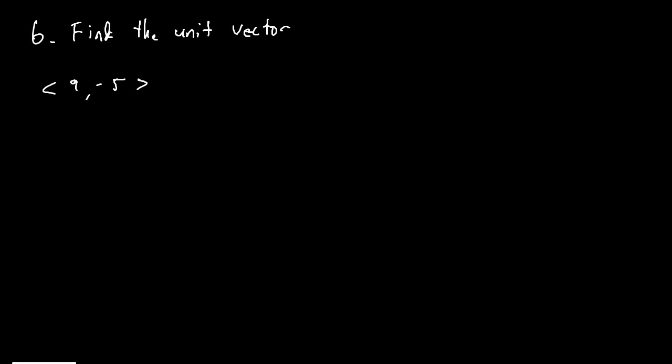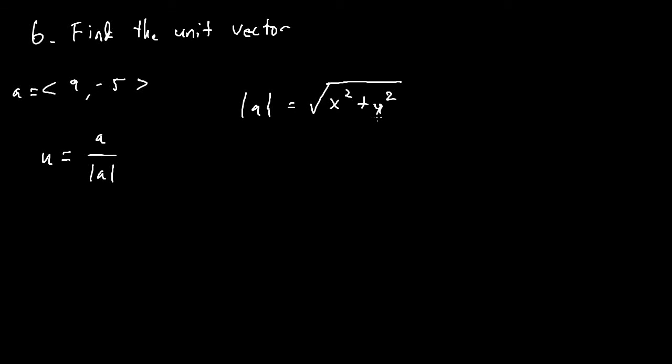So let's say for number 6 we find the unit vector for 9, negative 5. So the unit vector once again, let's just go ahead and call this vector A. So vector A is going to be equal to 9, negative 5. So the unit vector is going to be the vector A's components over the magnitude of A. So once again, in order to find the magnitude of A, that is just going to be equal to the square root of x squared plus y squared, if we only have x and y components. If we have a z component, once again, we're going to have to add the z squared, but we don't.